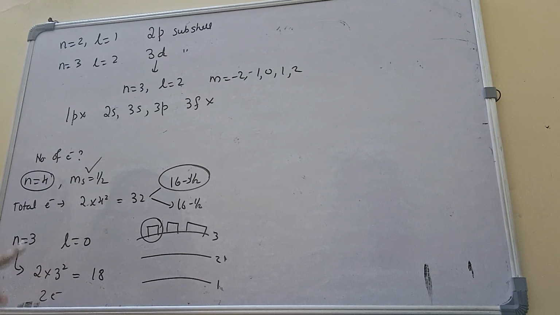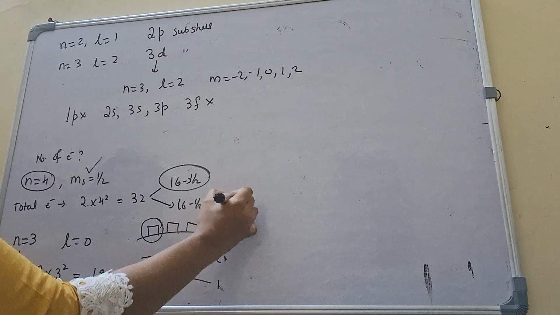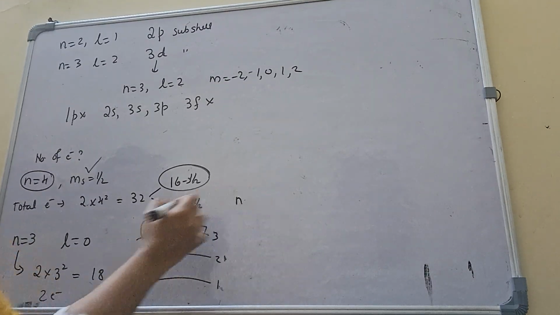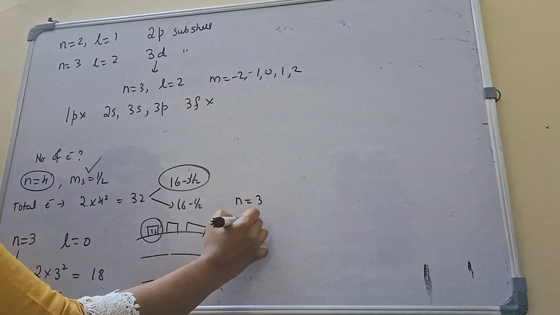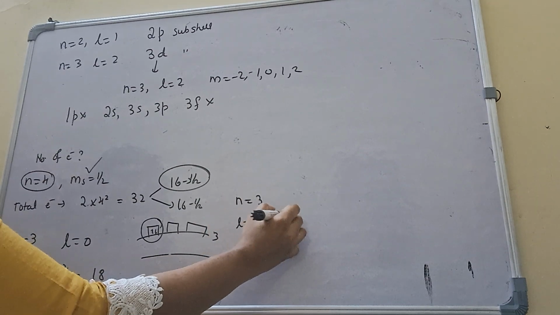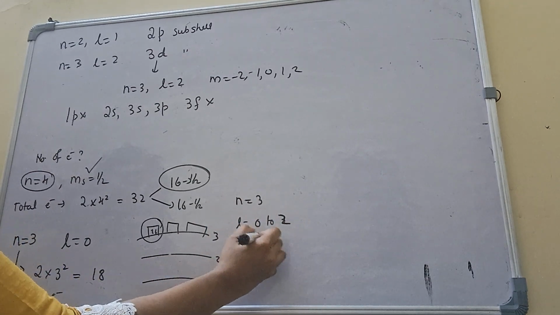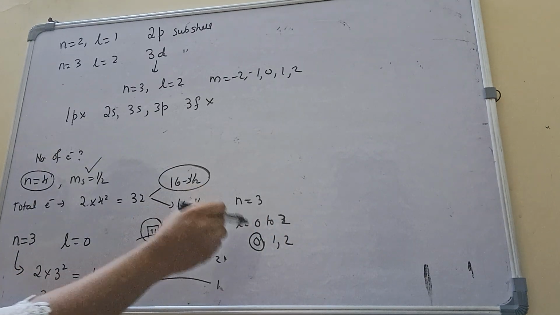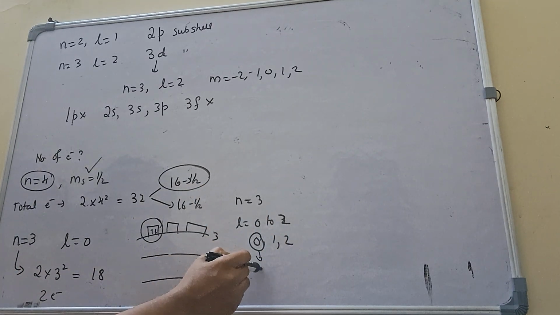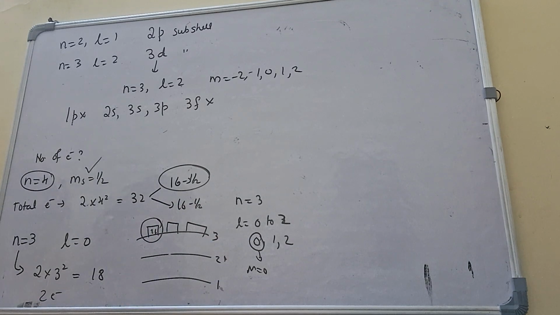Otherwise, what you need to do is N is equal to 3 will have how many possibilities? If you cannot visualize this, see, because there is only 1, it can hold 2 electrons, right? So N is equal to 3 means L value will be 0 to 2. So it can be 0, 1 and 2. This is the value of subshell. For L is equal to 0, M is also 0. That means it's an s orbital, and how many electrons will be in the s orbital? 2 electrons. Any orbital will hold only 2 electrons.